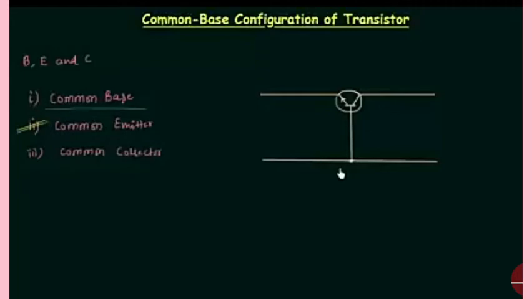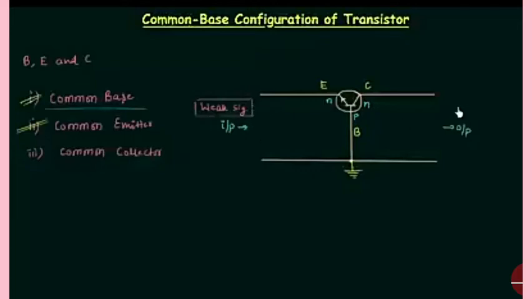In common base configuration, base is common to the input and output circuit. This side is input and this side is output. If you see the direction of emitter current in the transistor symbol, you will find this is an NPN transistor, in which this is emitter, this is collector and this is base. So base is common to the input circuit and the output circuit, and it is grounded in common base configuration.